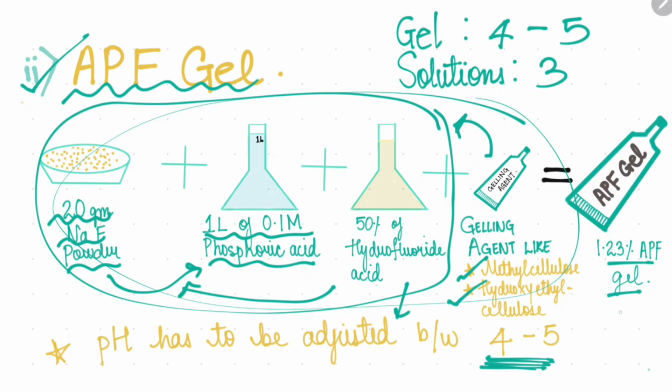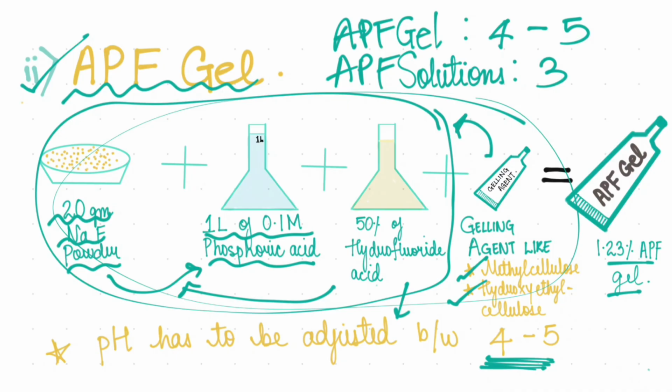What is the MCQ question here? It is, what is the pH of APF gel and what is the pH of APF solutions? Both are acidic, but the pH varies. For solution it's 3 and for gel it's between 4 to 5.